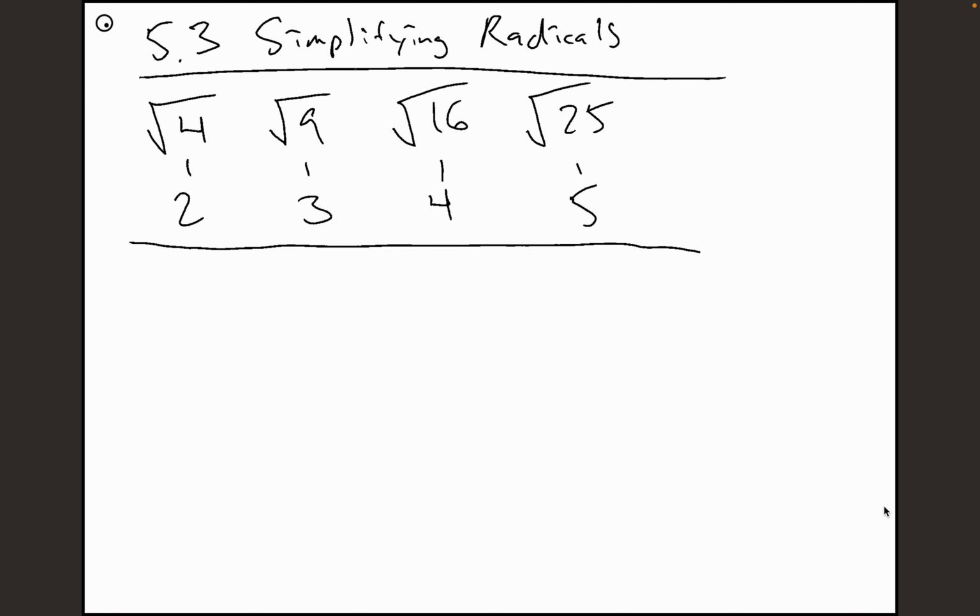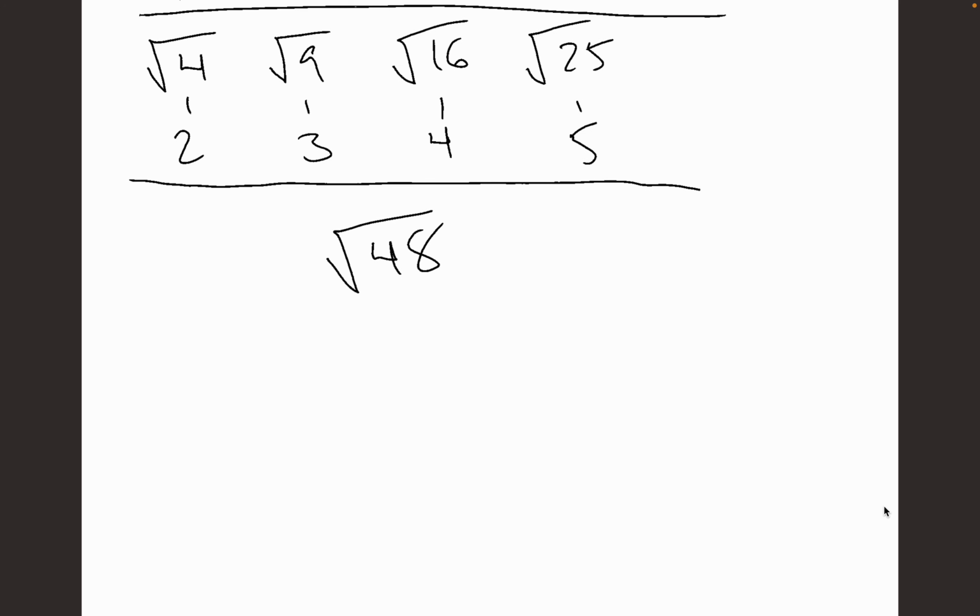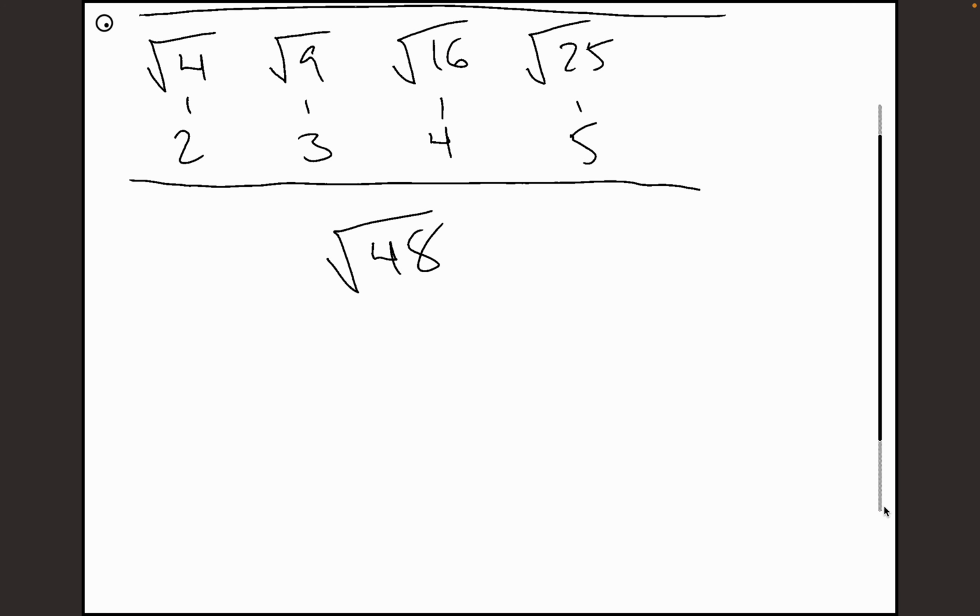So let's just say I start with square root 48. When I do the square root of 48, you want to look at it and see if you can take out 4, 9, 16, or 25. Well, square root 25 has to end in a 0 or a 5. Is that the case for this one? No, so we can't do that. But what's something we can take out of this? 16. We can take out 16. So 16 times what is 48? 3.